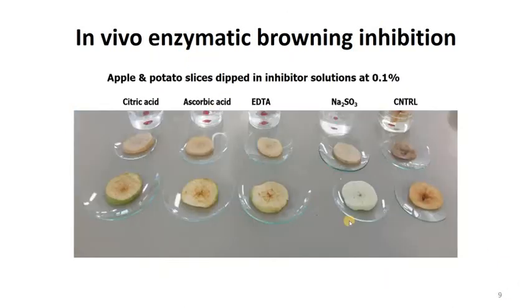And then lastly, we also did the same with your apple slices that are dipped in the same inhibitors at 0.1%. We still see sodium sulfite being the best. And then with ascorbic acid, browning took place, and that will definitely be due to the fact that it was exposed.